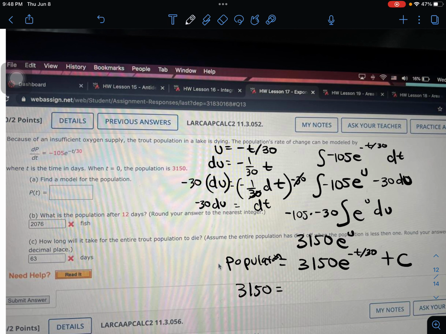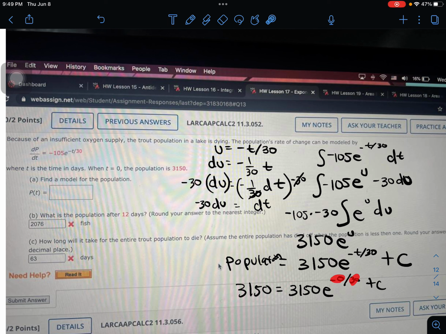3150 equals, I'm going to drop that 3150 down, e, and into my t, I'm putting a 0. So that's going to be negative 0 divided by 30 plus c. The reason I'm doing that is because when I plug in these two numbers, I plugged the 3150 into the population and the 0 into the t, I can now solve for the c. And that's what I'm going to do.